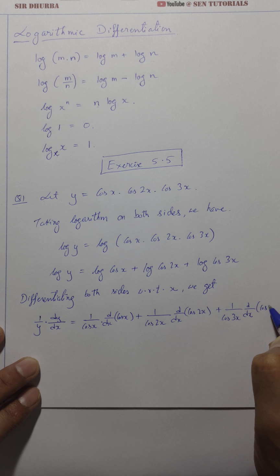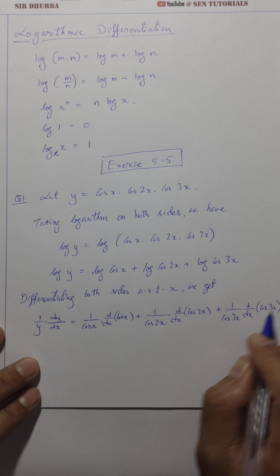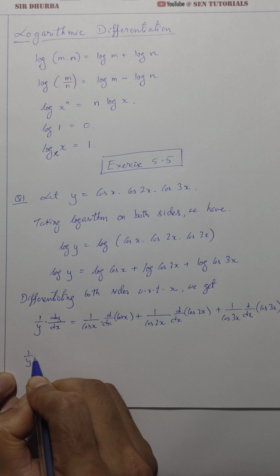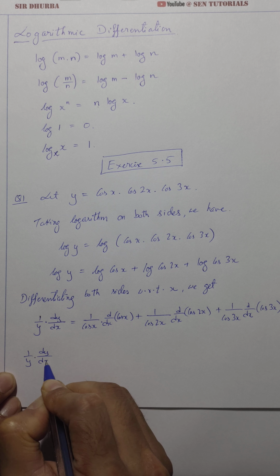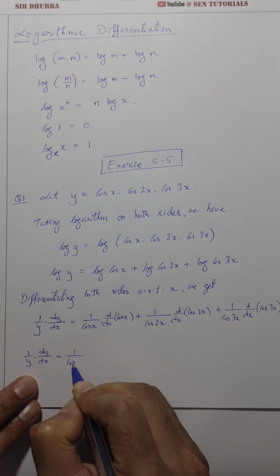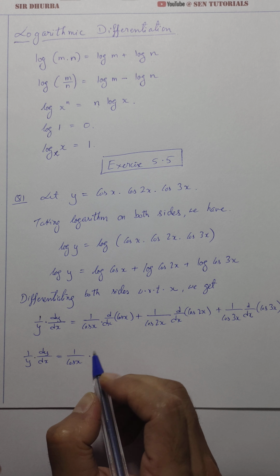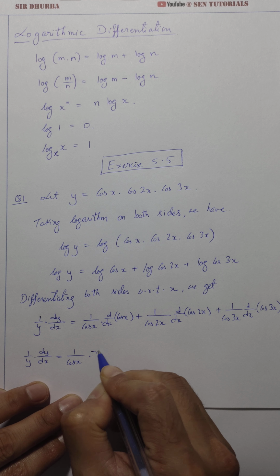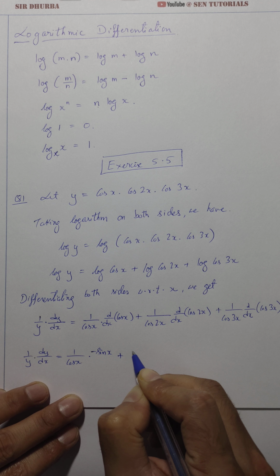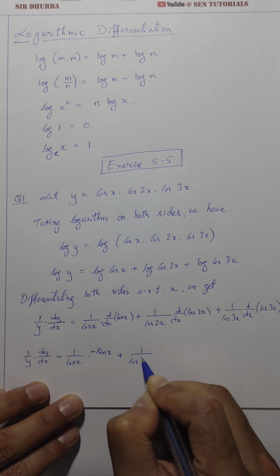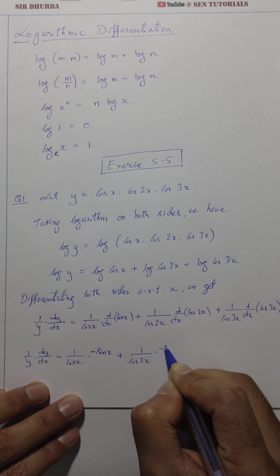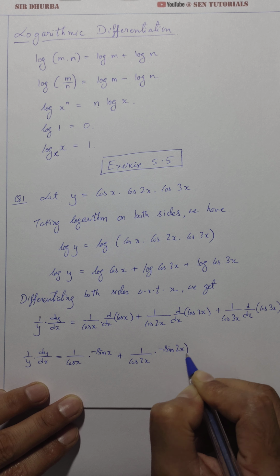Differentiation of cos 3x. Of course, the problems are now lengthy, and the solution would be a bit lengthy, so we have to skip some of the minute details here. Differentiation of cos x is minus sin x, plus this one, 1 by cos 2x. This would be minus sin 2x.